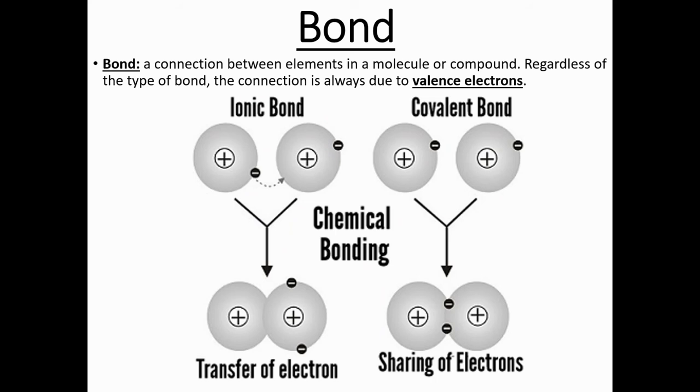So again, understand what a bond is. It's basically the connection between the elements in a molecule or compound or molecular compound or whatever be the case. Regardless of the type of bond that forms, regardless of whether it's a transfer or a covalent type of bond, an ionic bond or covalent bond, it's the valence electrons that are responsible, which is why we always focus on those. So if there's a transfer of electrons happening, it's an ionic bond. It's a transfer of the valence electrons. If there's a share of electrons, we're sharing valence electrons, it's a covalent bond.